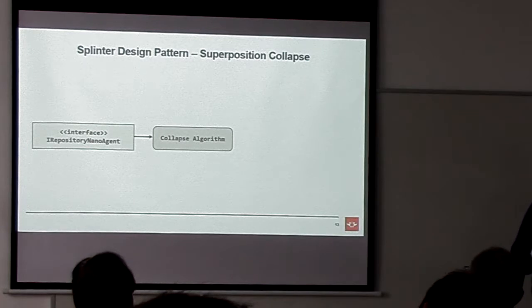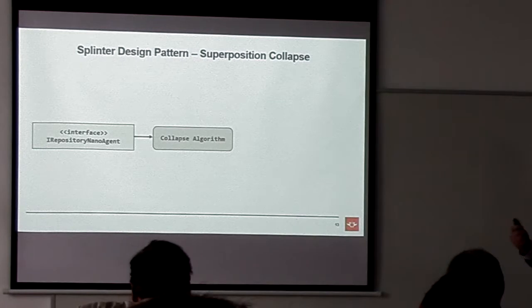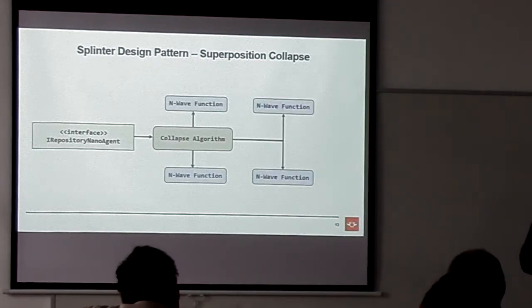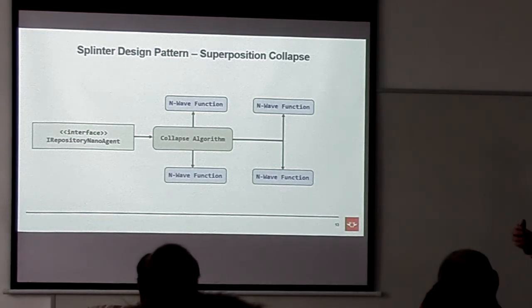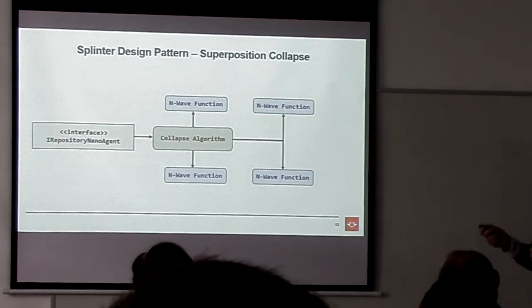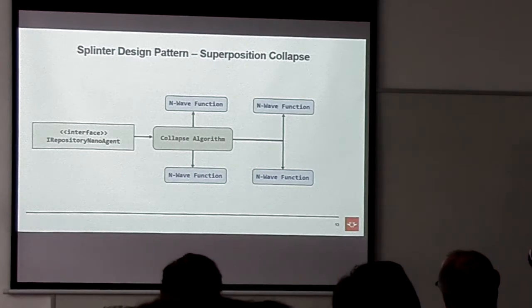The collapse algorithm will give you an implementation of the interface, but it does so by using a collection of n-wave functions. N-wave function stands for nano-wave function. These n-wave functions perform a number of observations. They measure things, look at conditions, and they say that for this interface, I will give this implementation. The collapse algorithm uses a collection of them, but we can implement our own distinct n-wave functions. We can have one or many, and each one of them can be distinct.